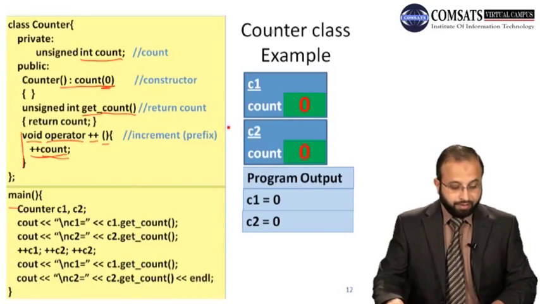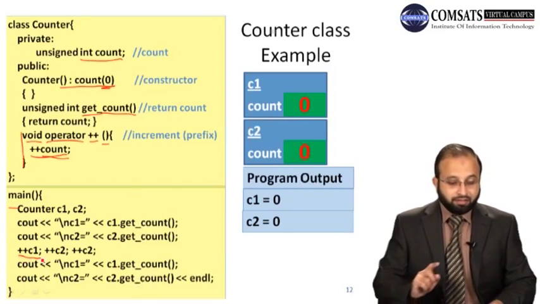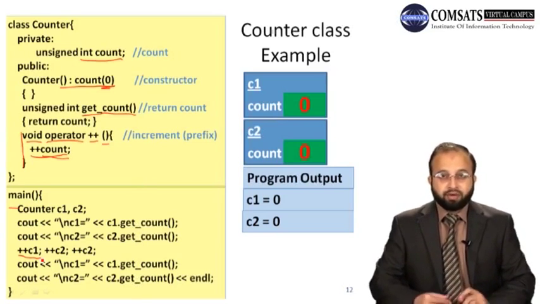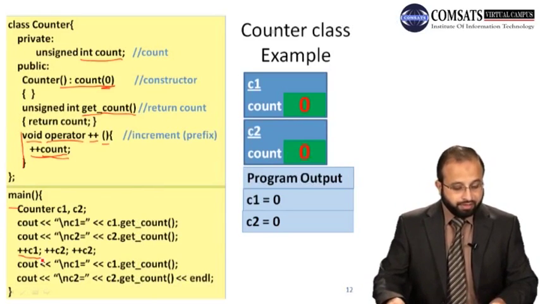And then we have a statement ++C1. Again I'm telling that the operator ++ function that we have included in the counter class is for the pre-increment ++ operator. It won't work for the post-increment operator. For the post-increment we will see in a later slide today. So the first statement is actually ++C1.